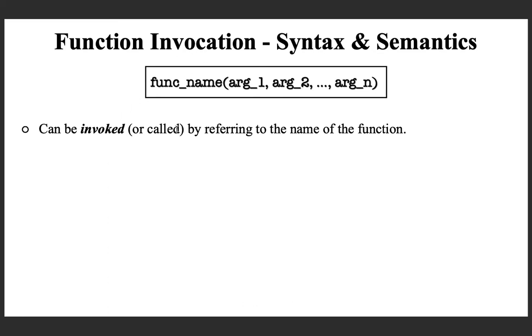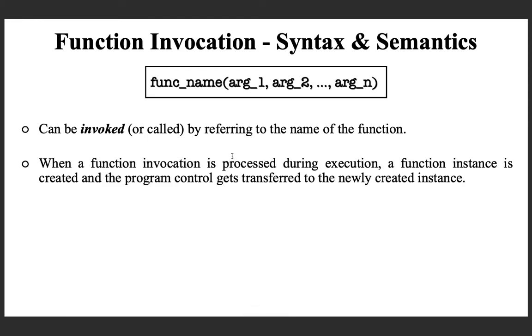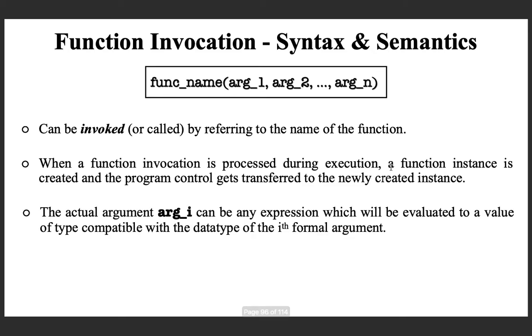A function can be invoked or called by using the function name. When a function invocation is processed during execution, a function instance is created and the program control gets transferred to the newly created instance. This is what we see. And the actual arguments, when you pass the values in the function call, are called actual arguments. Okay? And when you define the function, you give the data type and argument name, which is called the formal argument. Here, these are actual arguments used in a function call.